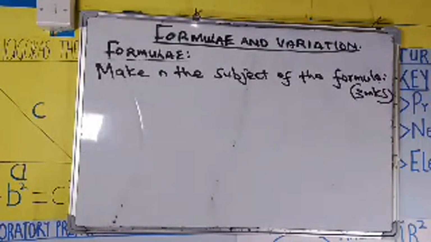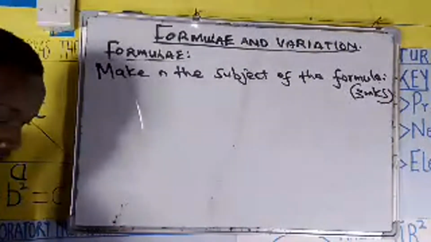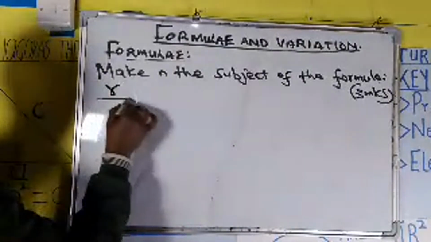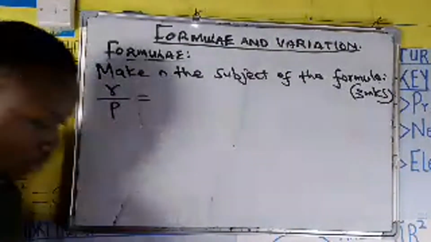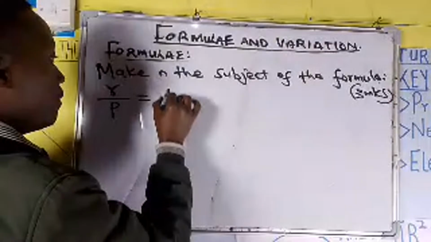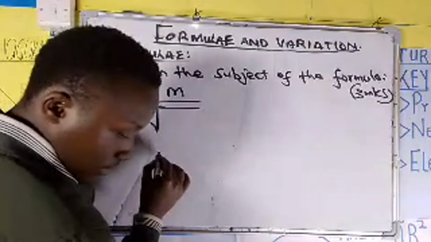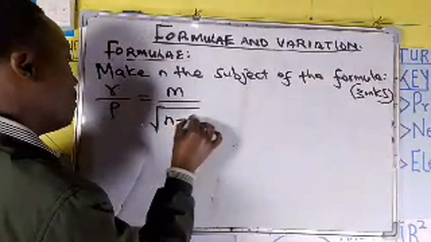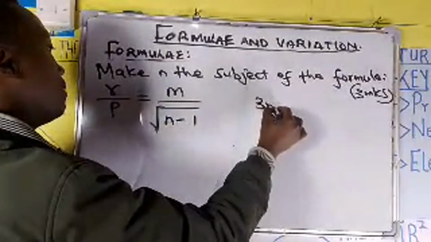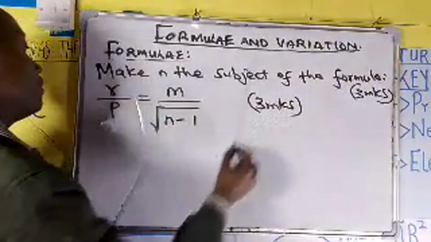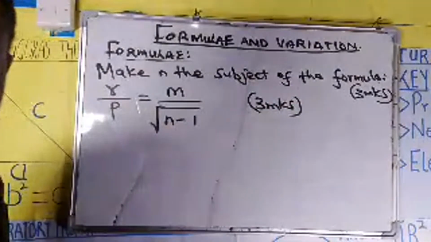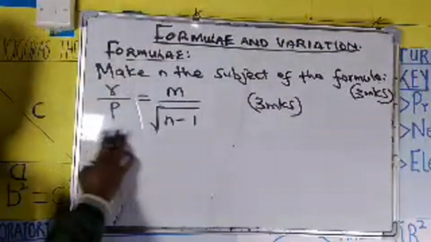Okay, that's good. Tuendelee. R over P is equals to M over square root of n minus 1. 3 marks. So let us do this one.